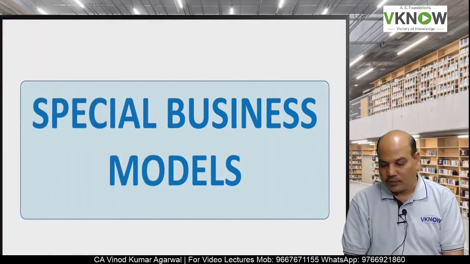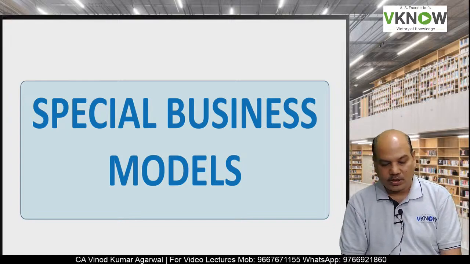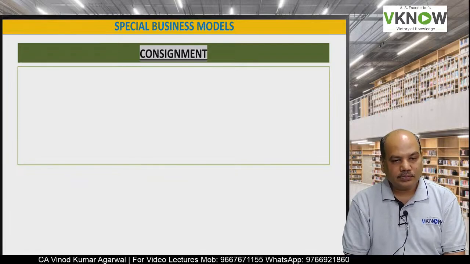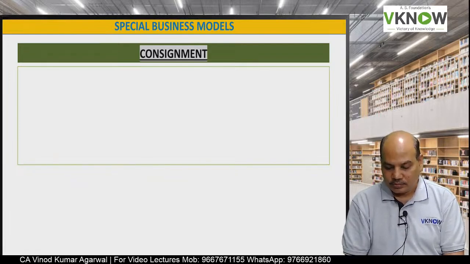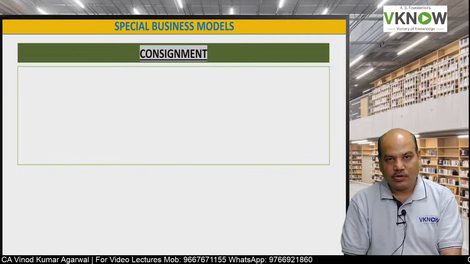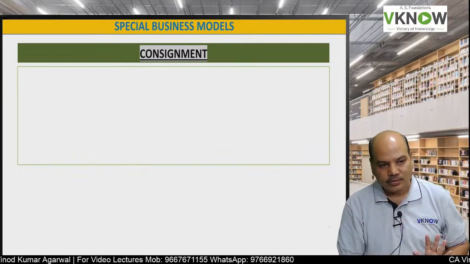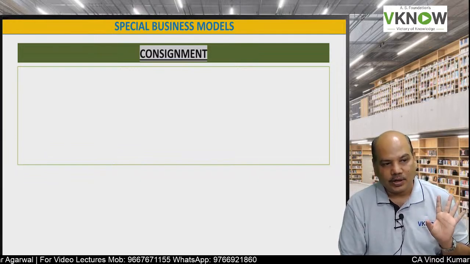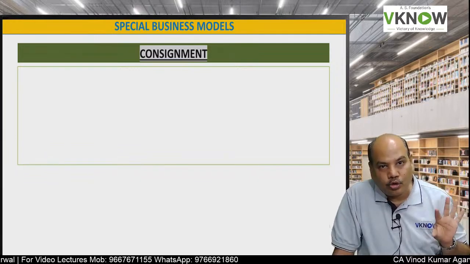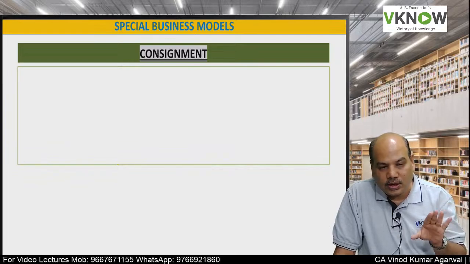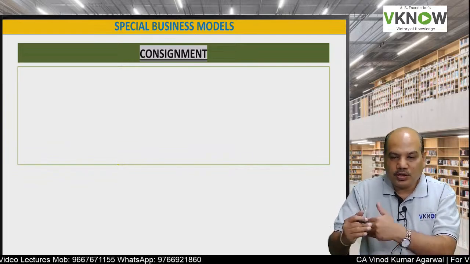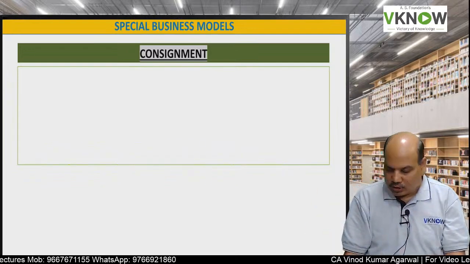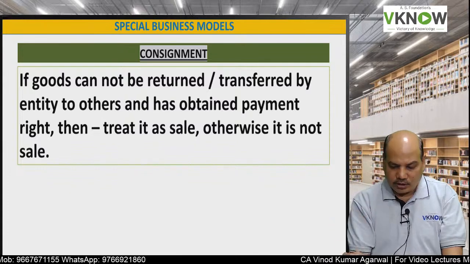Now the next task is to understand some special business models. Like for example, consignment. Consigner sends goods to consignee. This type of question they ask for 4 to 8 marks in the exam. When should revenue be recognized? When consigner sends to consignee or consignee sells to a third party? That is the question. So we have to apply this test.